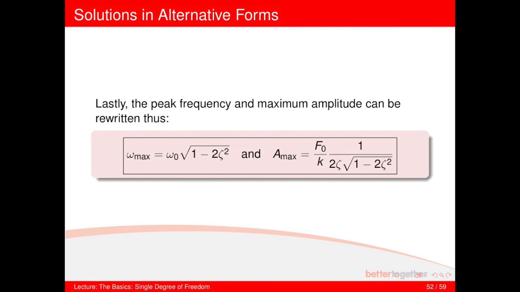And again, we covered this briefly. The frequency that results in the maximum amplitude is defined there, omega naught times the square root of 1 minus 2 zeta squared. And the amplitude at maximum frequency is F naught upon k times this term. Now, like I said, this bit is the addition that we've got. The previous slide we had 1 upon 2 zeta. But obviously this bit here accounts for the fact that it's not actually at the natural frequency. It's slightly less than, depending on how much damping you've got.